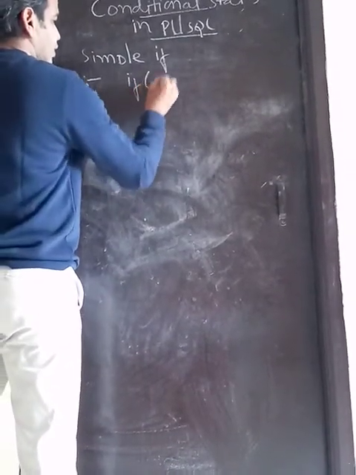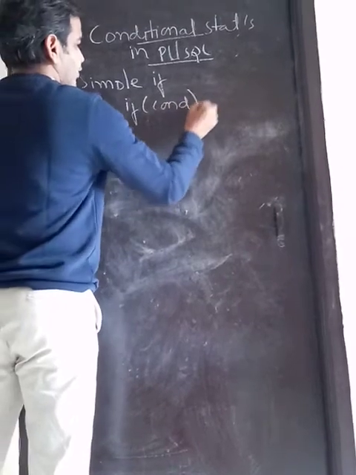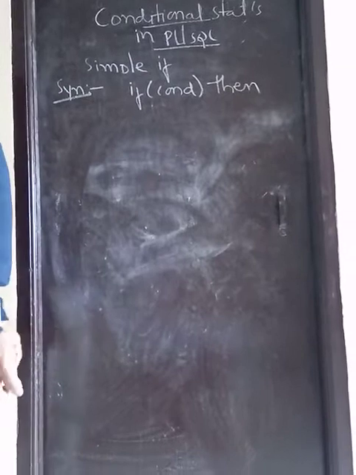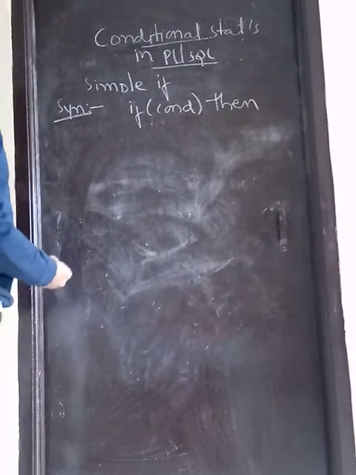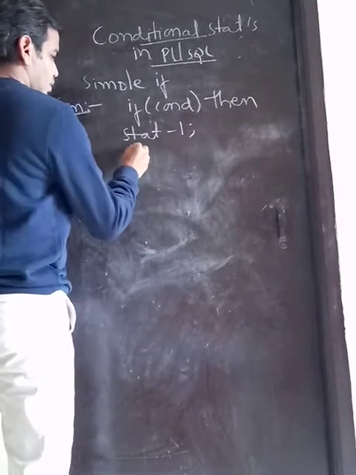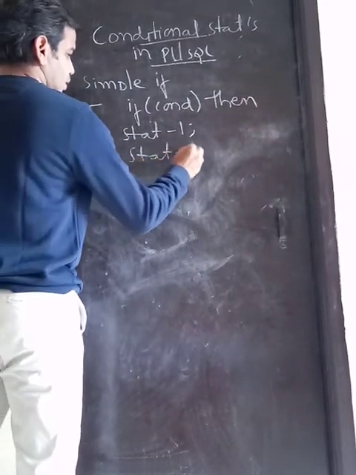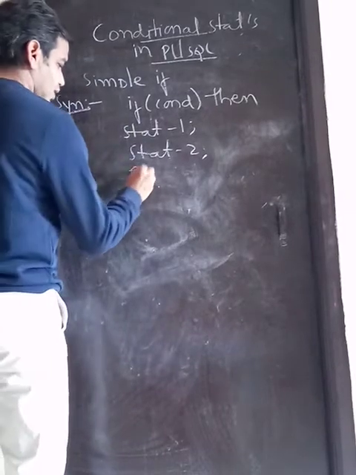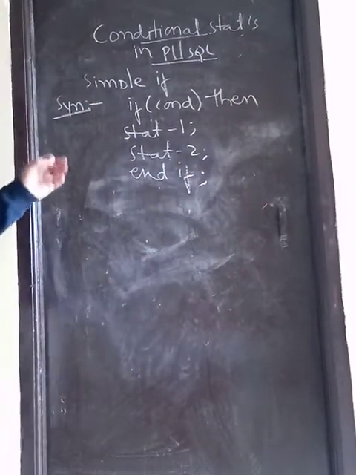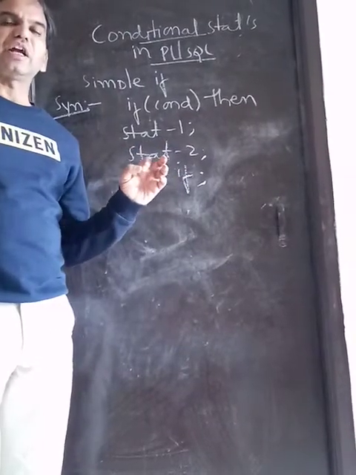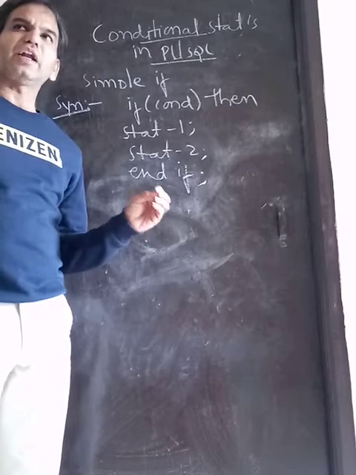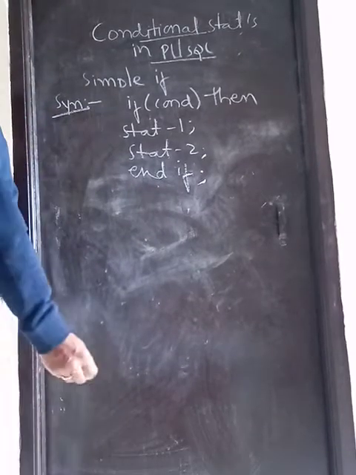So for if condition in PLSQL we are using then. Then means just like a flower bracket in C language. Then statement 1, statement 2. So if is there, then end if. Every if is terminated with the end if. Or if two ifs are there, we are specifying the end if twice. Okay, this is the syntax.